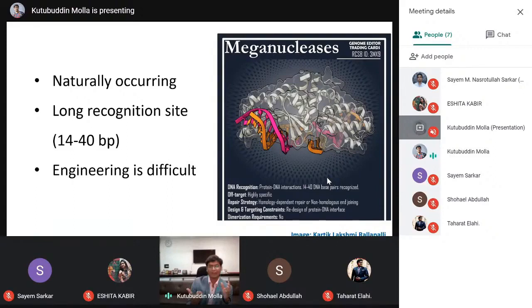So you have to engineer that protein to change the recognition sequence, but it's very difficult because you have to engineer the whole protein to change the recognition site. That's why it has limited use.